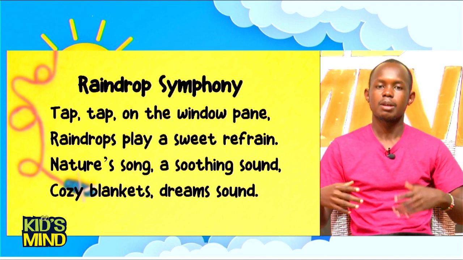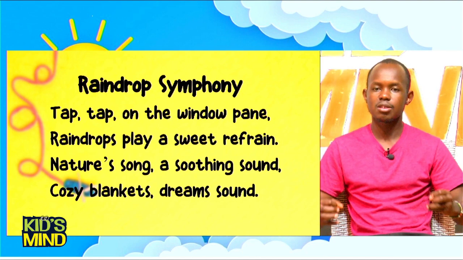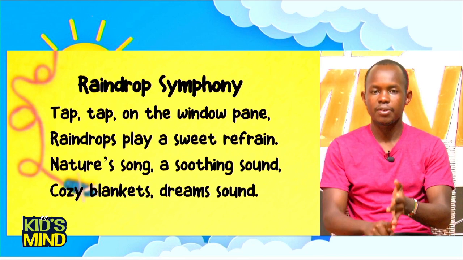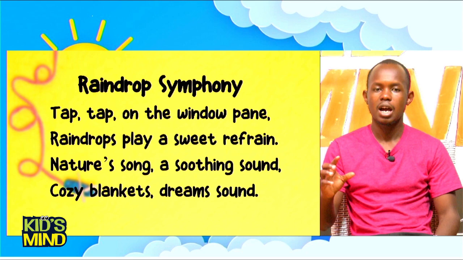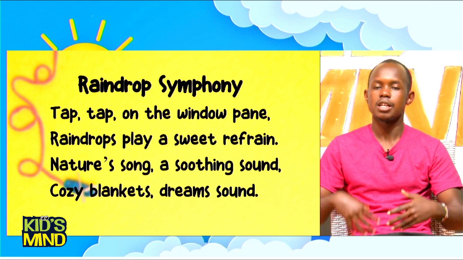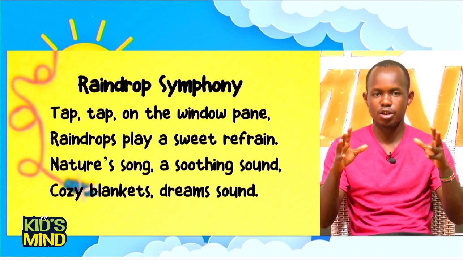Now, remember about rhyming words. The rhyming words create musicality in them. For example, words like pane and refrain, those are rhyming words. And also there are repeated words like sound and sound. Okay? It also creates the musicality in the verse, Raindrop Symphony.